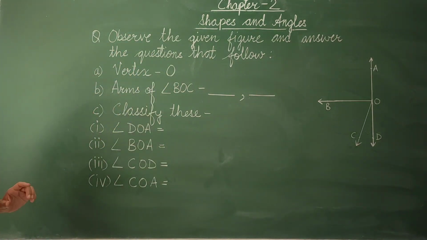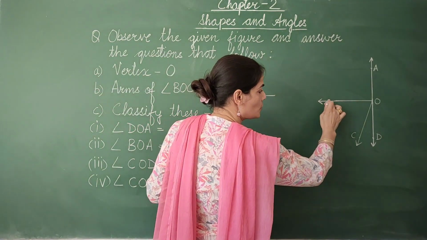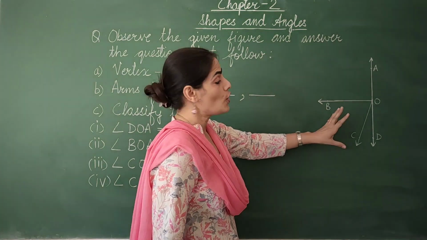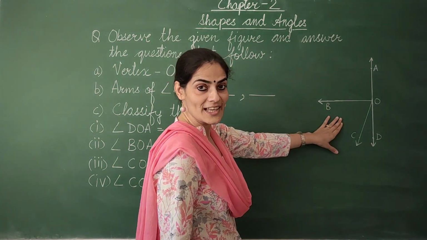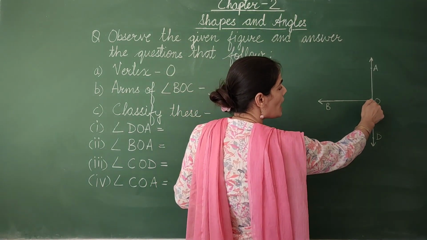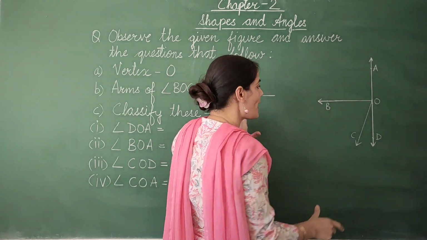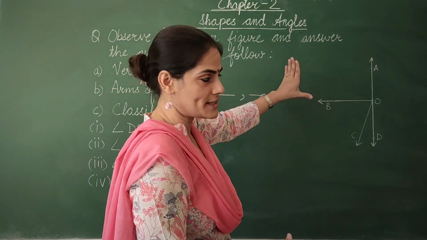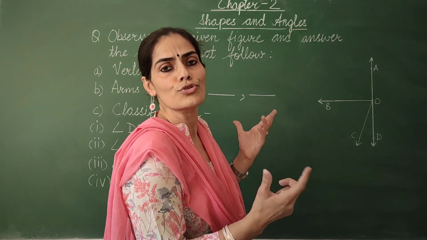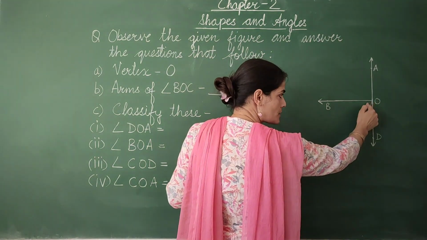Arms of angle BOC. First locate where is angle BOC. This is angle BOC. And on the basis of observation, we can say that it is an acute angle. Why? Because the arms of this angle are closer to each other in comparison to the arms of a right angle. But we are not supposed to tell whether it is acute, obtuse or a right angle. The thing is, we need to mention its arms.